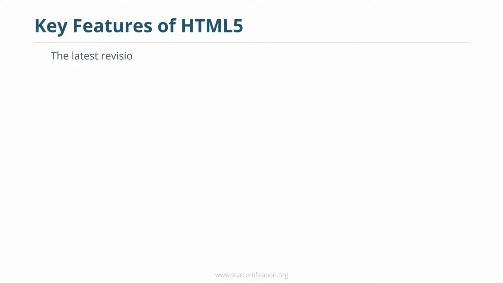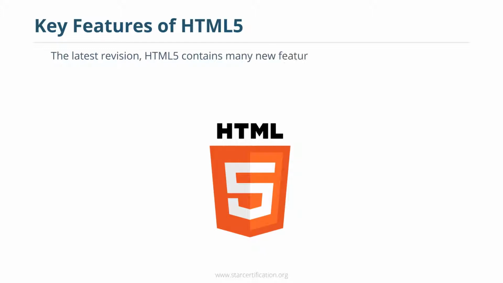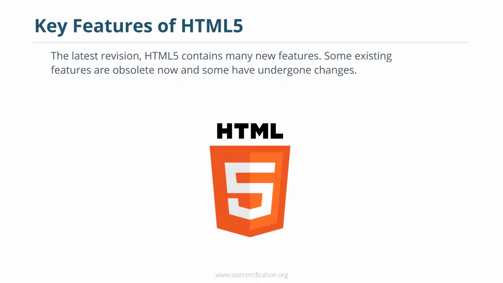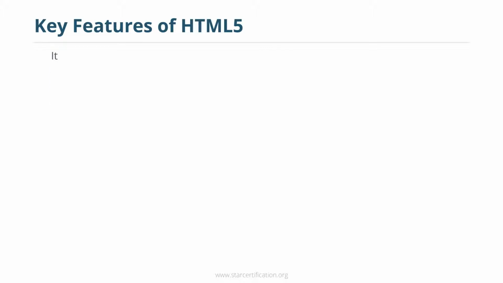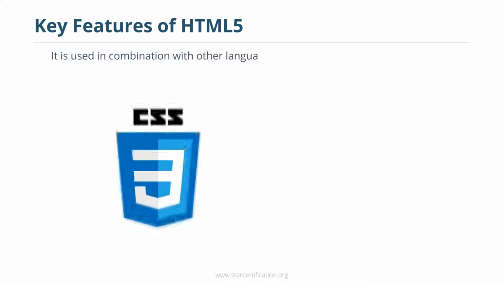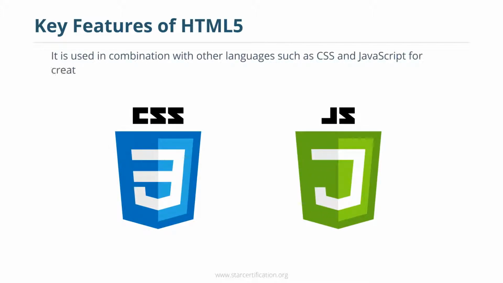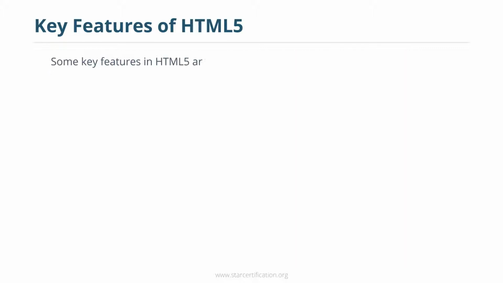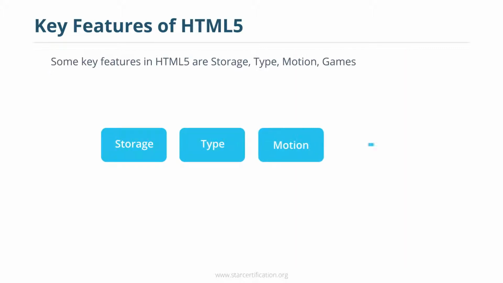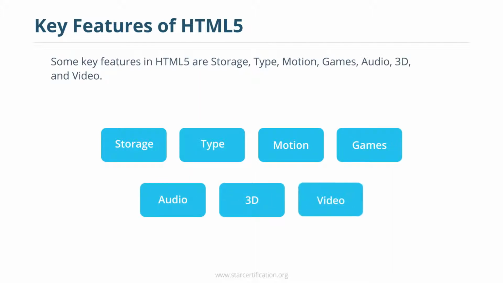The latest revision, HTML5, contains many new features. Some existing features are obsolete now, and some have undergone changes. Before we begin, note that HTML is just a way to mark up different regions of a page for formatting later. It is used in combination with other languages such as CSS and JavaScript for creating web applications. Some key features in HTML5 are storage, type, motion, games, audio, 3D, and video.